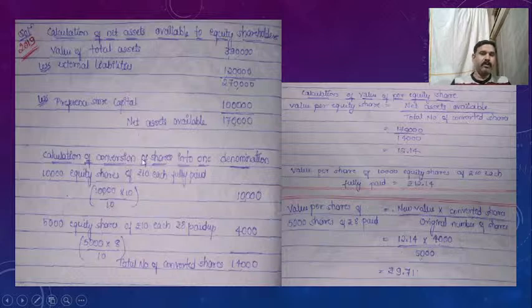Then calculation of conversion of shares into one denomination. So 10,000 equity shares of 10 each fully paid, 10,000 into 10 divided by 10, that is 10,000. Then 5,000 equity shares of 10 each, 8 paid up. So 5,000 into 8 divided by 10, that is 4,000. So total number of converted shares equal to 14,000.